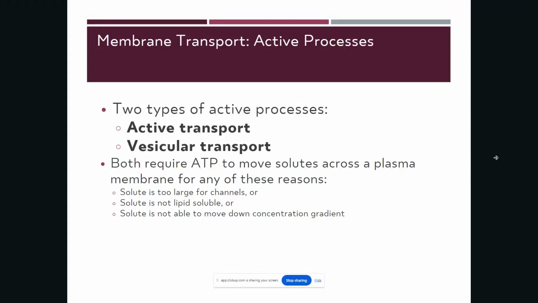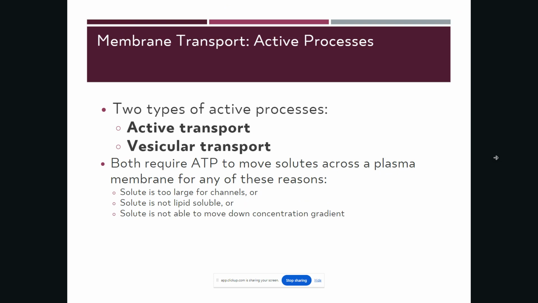Okay, let's continue talking about the active processes. So there's two types of active processes, active transport and vesicular transport. Both require adenosine triphosphate or ATP to move solutes across a plasma membrane. And that could be for any of the following reasons.